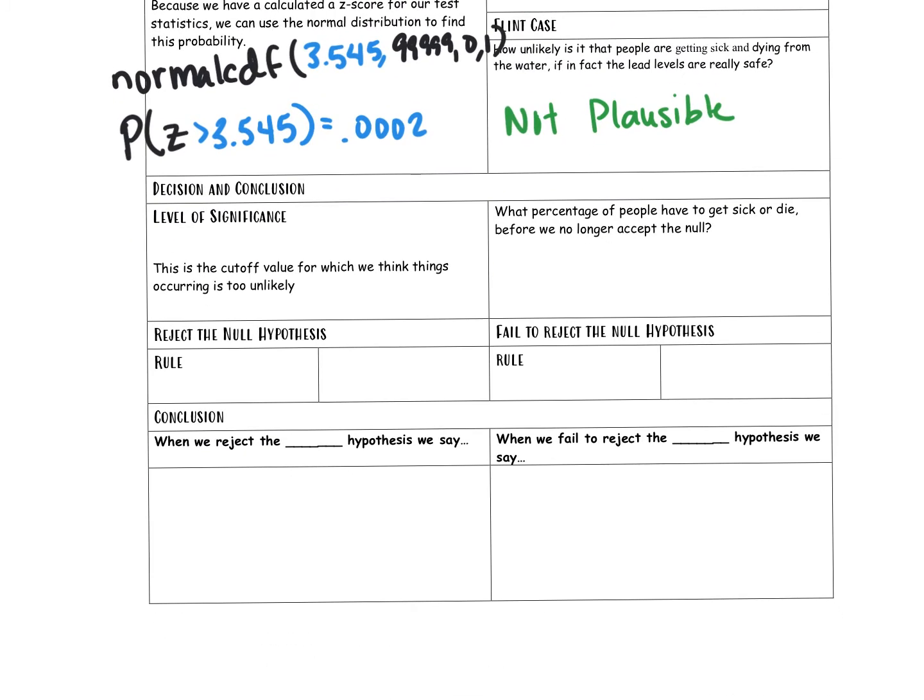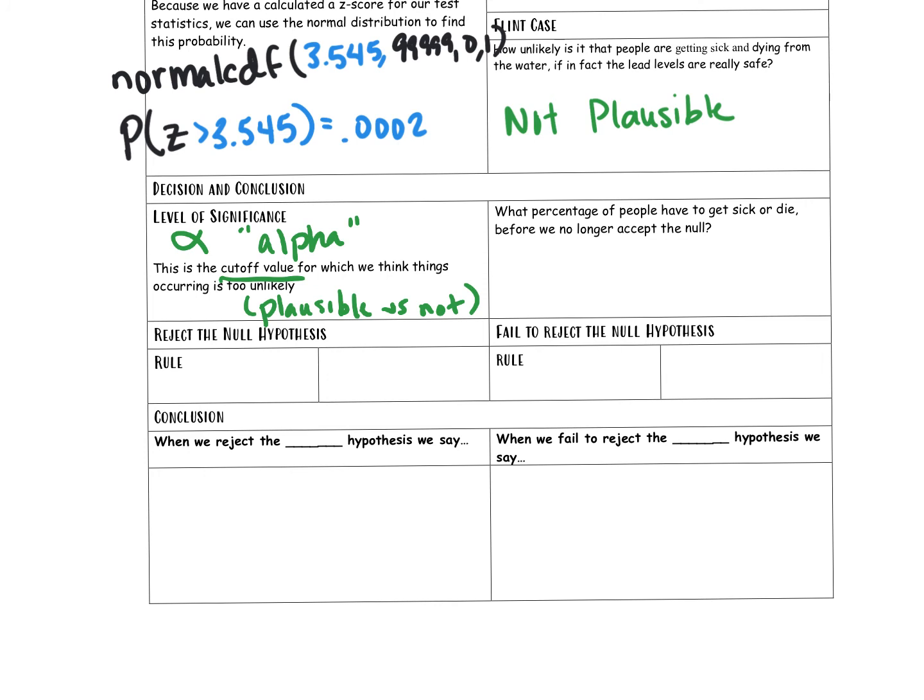We make our decision based on this thing in a significance test called the level of significance. The level of significance is the Greek letter alpha, lowercase alpha. This level of significance is a cutoff value for what we think is too unlikely, or in this case, what is plausible versus not plausible. What you're asking yourself is, what percentage of the people have to get sick or die before we no longer accept the null?